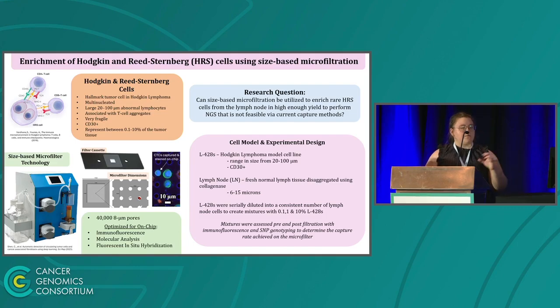As background, we used fresh normal lymph tissue, and we made several mixtures of our L428 and lymph node cells, with the L428s making up between 0.1 and 10% of those mixtures. We looked at our mixtures pre and post filtration onto the filter with a few different methods to determine the capture rate we would be able to achieve on the microfilter.